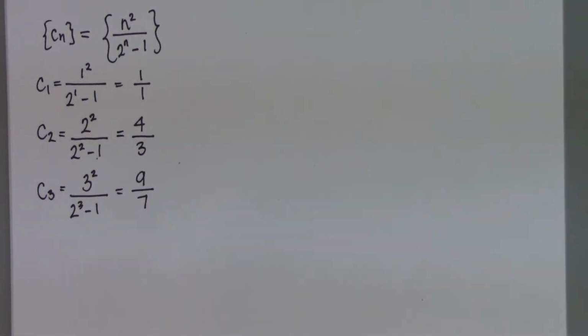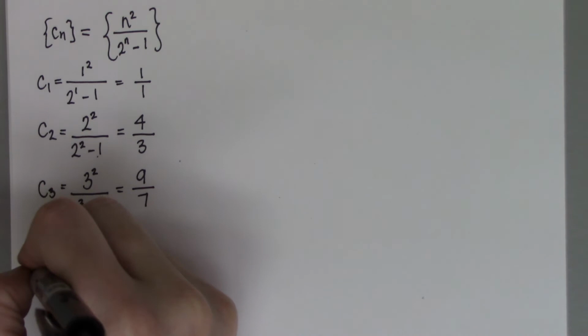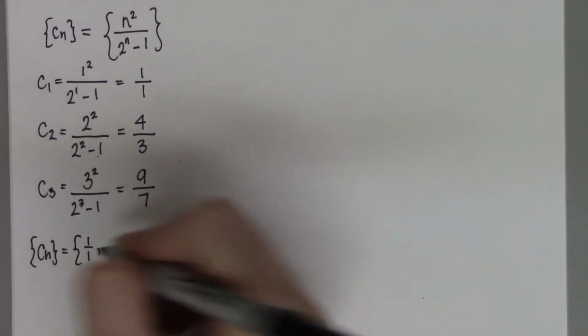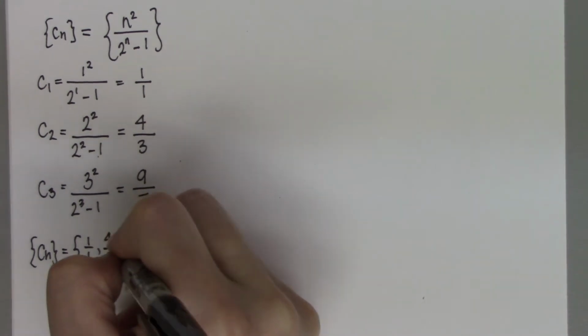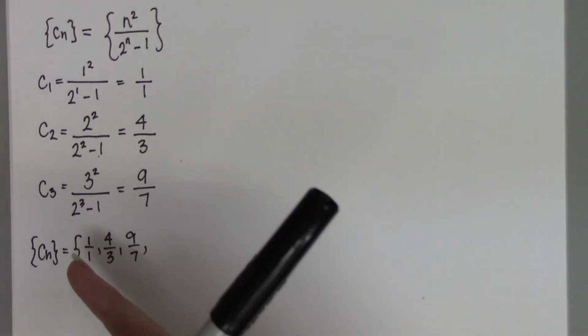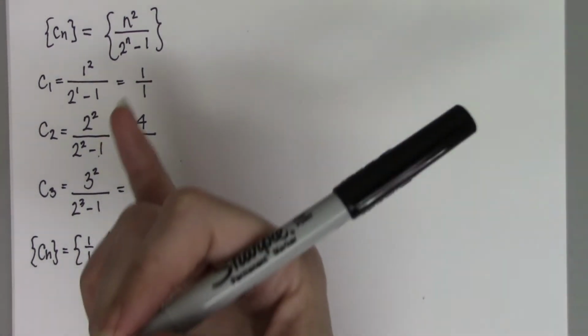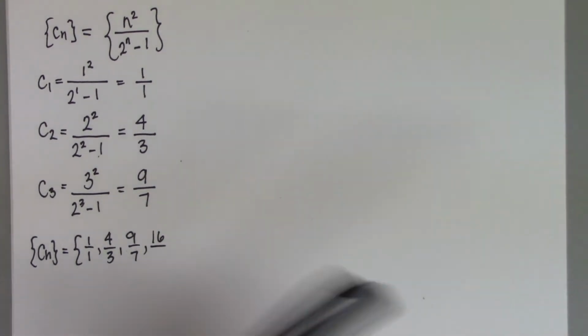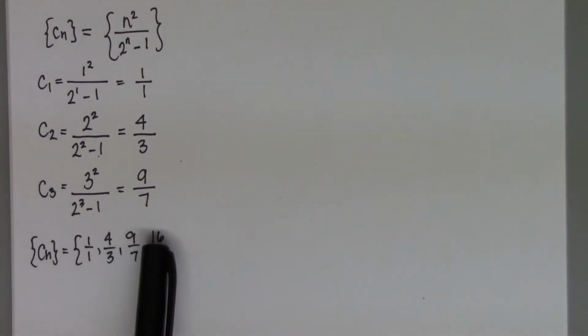So if we start listing out the terms of this sequence, I've got 1 over 1, 4 over 3, 9 over 7. And, you know, this pattern's a little more challenging, but we can see, well, the numerators are just going up in squares. That's what the numerator says. So I actually know the next one's going to be 16, right? We have 1 squared, 2 squared, 3 squared, 4 squared.